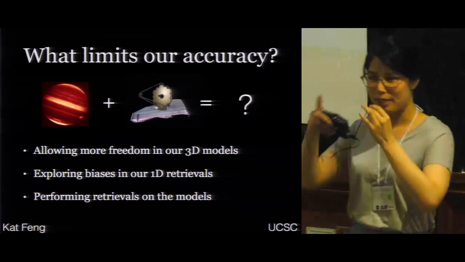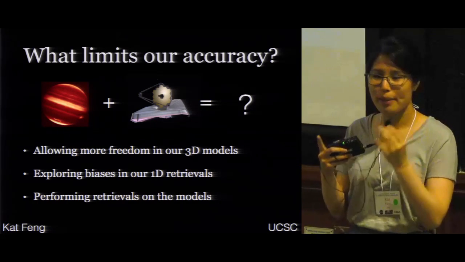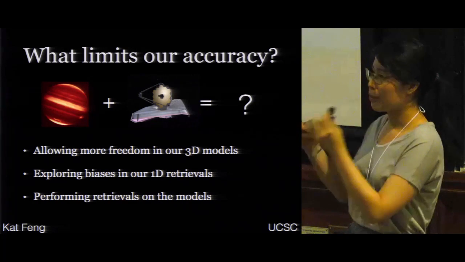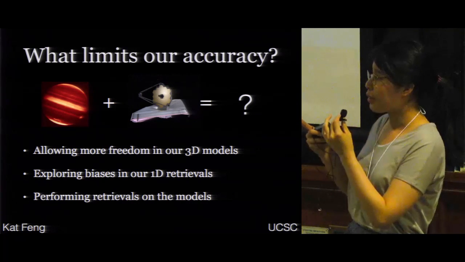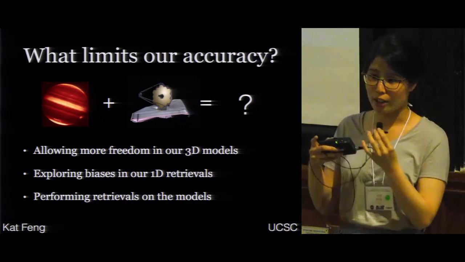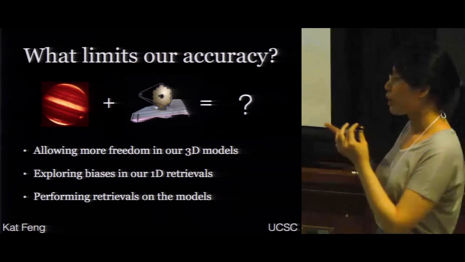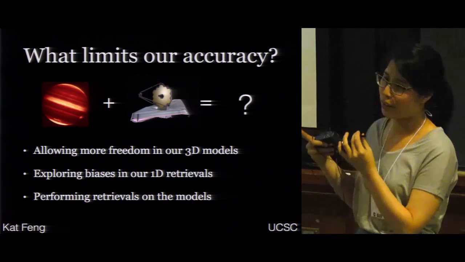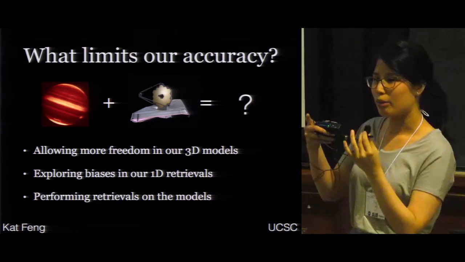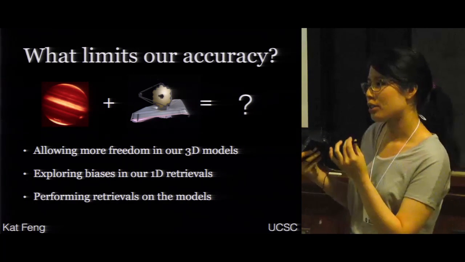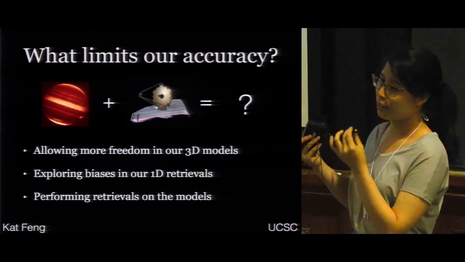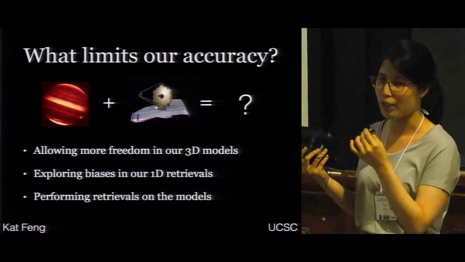So what that means is, say we have a planet that is uniform everywhere, but it has a hotspot in the center. When we retrieve on it, we want to ask how biased the retrieved values are towards the information contained in the hotspot. And after we do that, we want to apply our retrievals on our 3D models and compare whether or not we do better in our retrievals for different wavelength ranges, signal-to-noise ratios, and so on to help us plan for future observations.